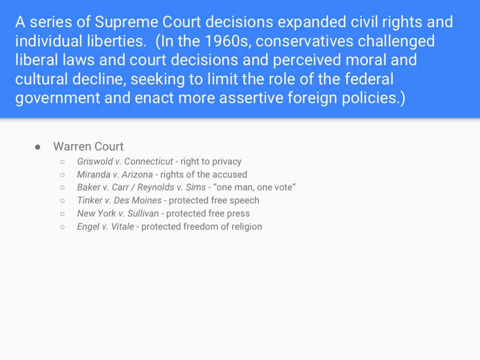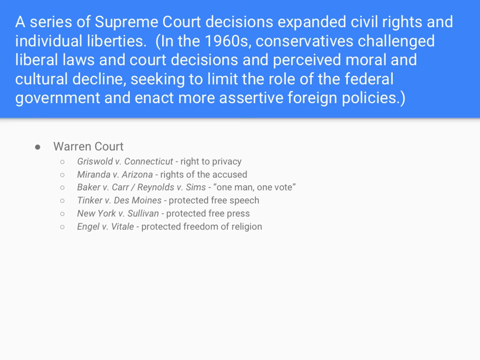In Griswold v. Connecticut, the Supreme Court decided that women had a right to contraception. Essentially, the state could not prohibit the use of contraception among married couples, and this was based on the right to privacy. And so it opened up this door of the right to privacy, and other Supreme Court cases later, Roe v. Wade, for example, were decided based on this right to privacy.